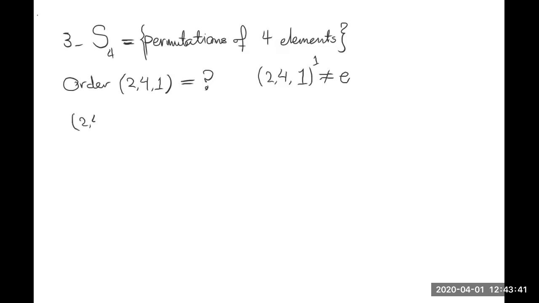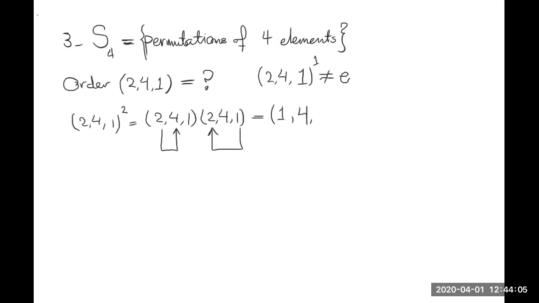So what about (2 4 1) squared? Okay, so in order to compute that, we should write it like this. Where does 1 go? I should start from 1. 1 goes to 2, 2 goes to 4. So 1 goes to 4. Okay, where does 4 go? 4 goes to 1, 1 goes to 2. So 4 goes to 2. Okay, where does 2 go? 2 goes to 4, 4 goes to 1, so 2 goes to 1. But whenever we get a repeated element, we have 1 here, we have 1 here, and we also have 1 here. We erase this one and we close the parentheses.